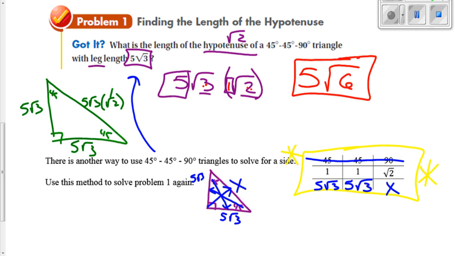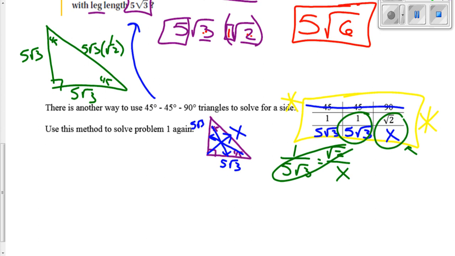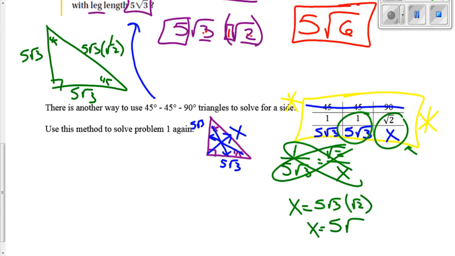All right, I only need 2 of them. So I will use these 2 and set up a proportion. It doesn't matter; of course, you're going to use the one with a variable, and the other 2 are the same. So 1 over 5 radical 3 equals radical 2 over x. I'm just setting up a proportion, and now I'm going to cross multiply to solve for x. 1 times x is x. And then I have 5 radical 3 times radical 2, which we already did the math. That is 5 radical 6. And that's my answer. So if you're having trouble visualizing on the triangle, you can set up the proportion to solve.